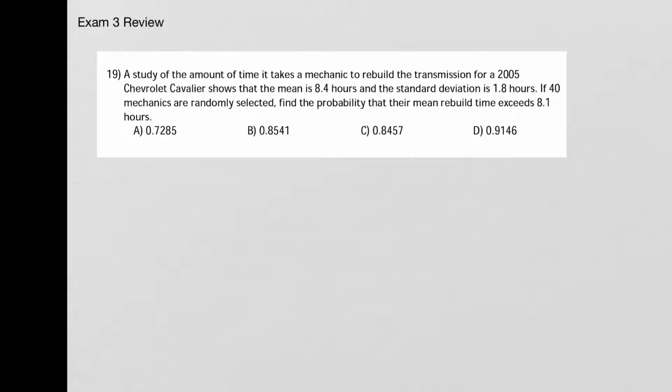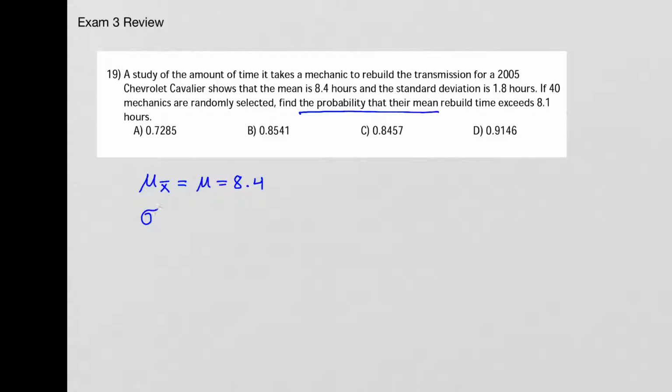To solve this problem, what I'm going to look at is that we're finding a probability about a mean. And in those cases, we need to use the central limit theorem. And what that tells me is that the mean for a particular sample, when we're given the sample size, and in this case we're told the sample size is 40, is just going to equal the mean for the regular distribution, and that's 8.4 in this problem.